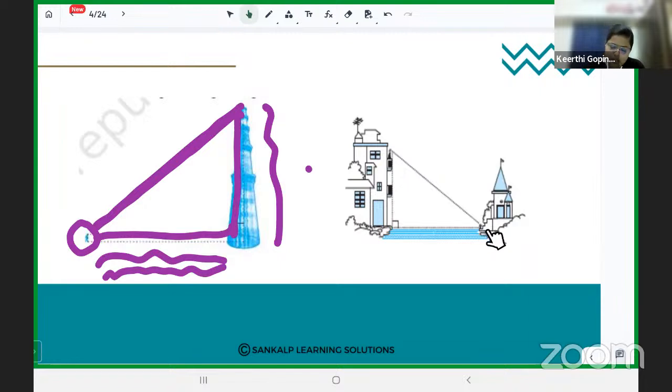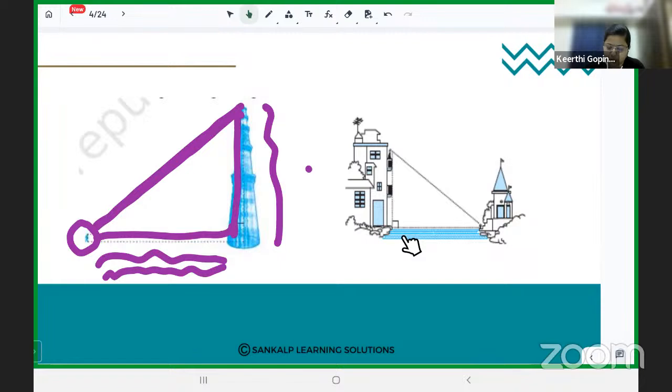Okay. So the person sitting on the top is observing the flower pot. And he wants to know the width of this particular river. Here you can see a right angle triangle is formed, right? This can be considered as the base, this as the height, and the line of sight can be considered as the hypotenuse. So a right angle triangle is formed.